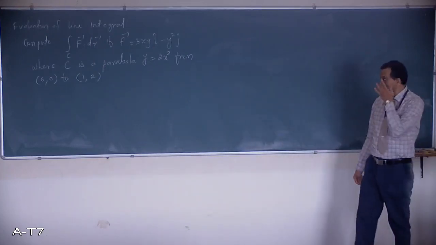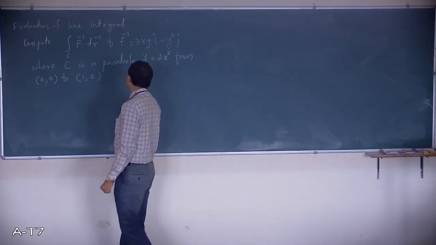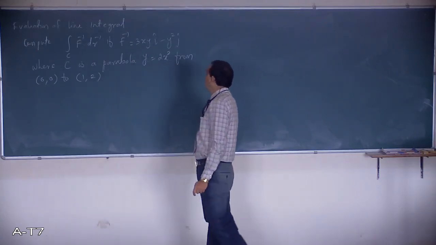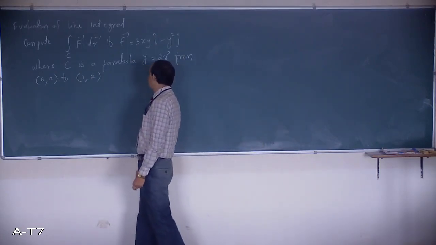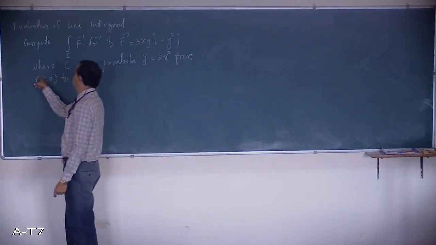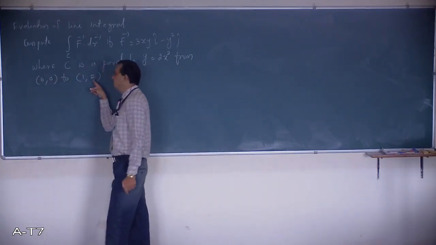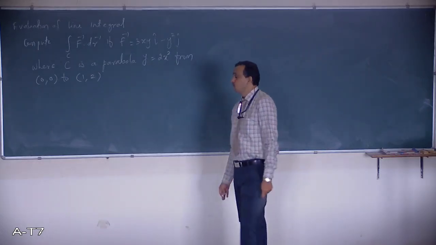Let us read it again. We have to find the integral over C of F dot dr, if F is given by 3xy i minus y square j, and C is given as a parabola, y is equal to 2x square. They also mention where it is moving from and to, simply (0,0) to (1,2). So the first step is to observe what F is.